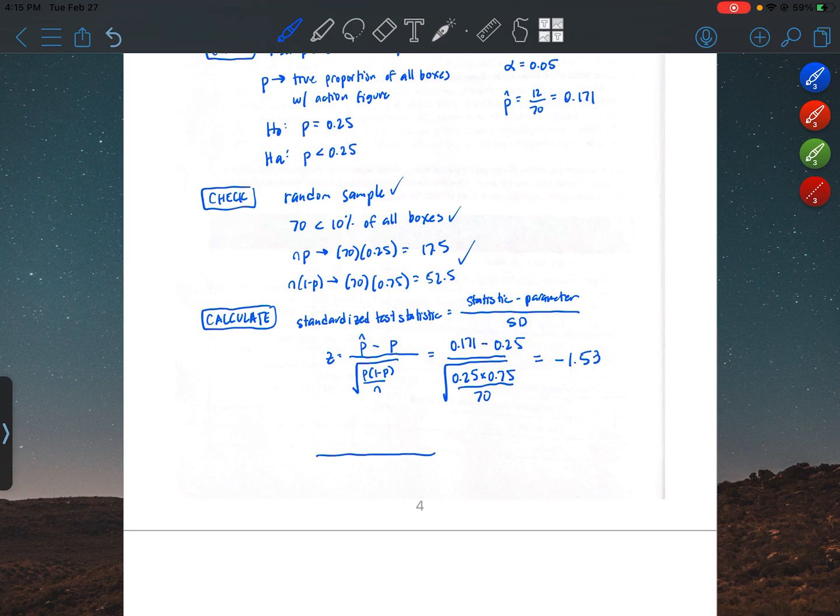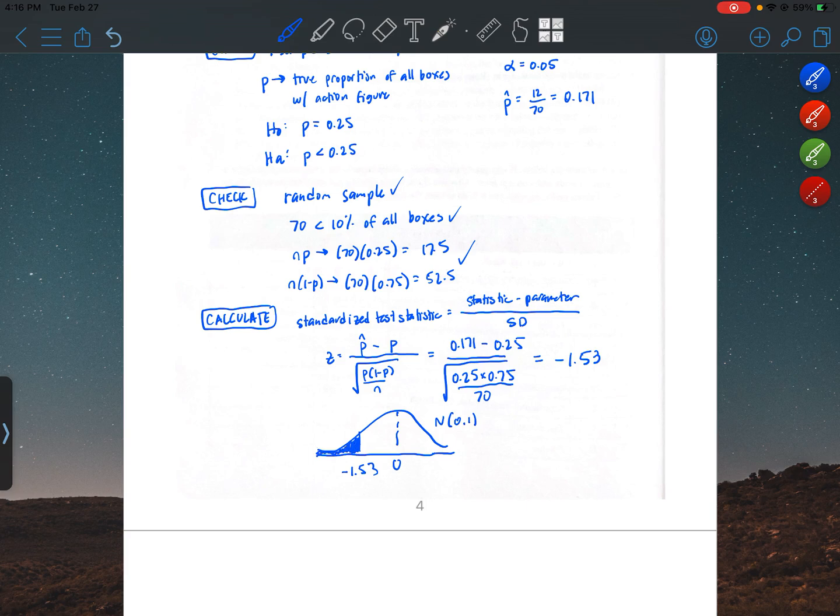Now we would like to know the probability of getting a test statistic or an outcome as extreme or more extreme as this. We're going to use a standardized normal distribution since our test statistic is standardized. Negative 1.53 is going to be in the left tail. Our alternative hypothesis is looking for evidence of a lower proportion, and so we're going to be shading the left tail.